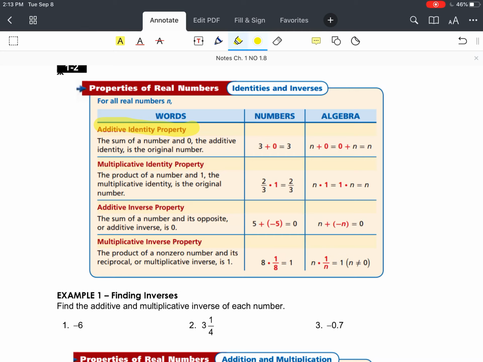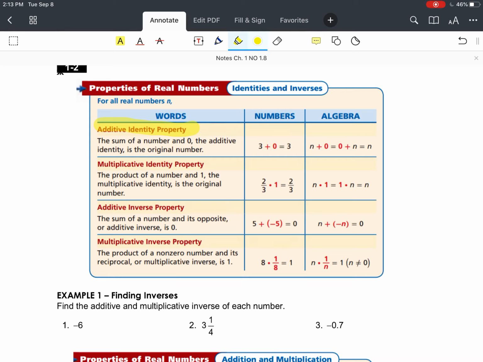The multiplicative identity property: think, when you add a number with 0, you're just going to get that number. For multiplication, you have to multiply that number by 1 to get that number back. So any number, when you multiply it by 1, will give you the same answer. So 2/3 times 1 is 2/3, and n times 1 or 1 times n will give you n.